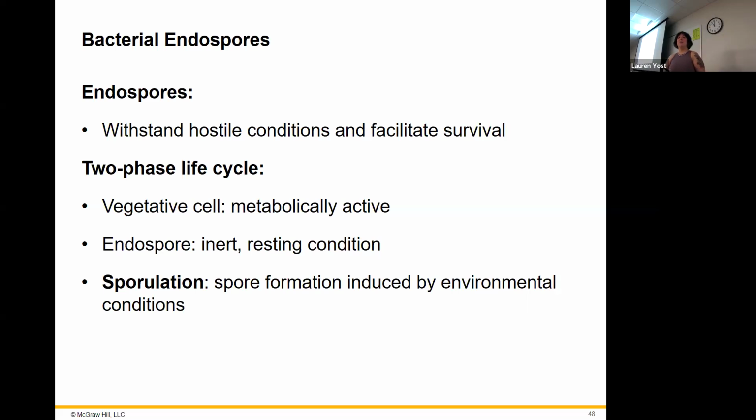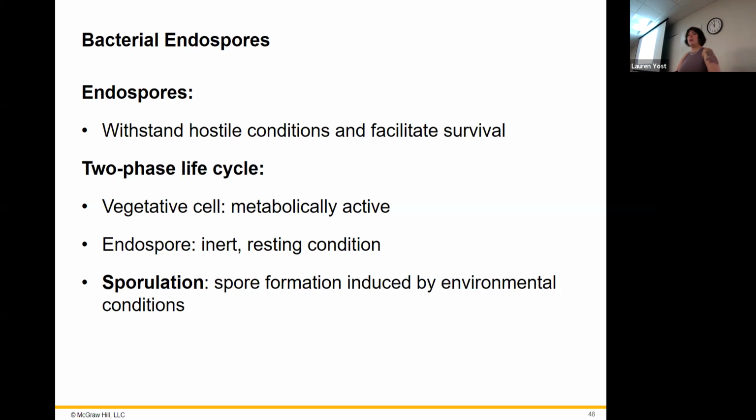So that's really it. You're going to cycle between those 2 as needed. You're only going to be an endospore if you need to be an endospore, if things get rough. So that endospore, remember, is inert, resting. By inert, I mean completely dormant, not doing anything, just waiting for water to come wake you up, like dried out.